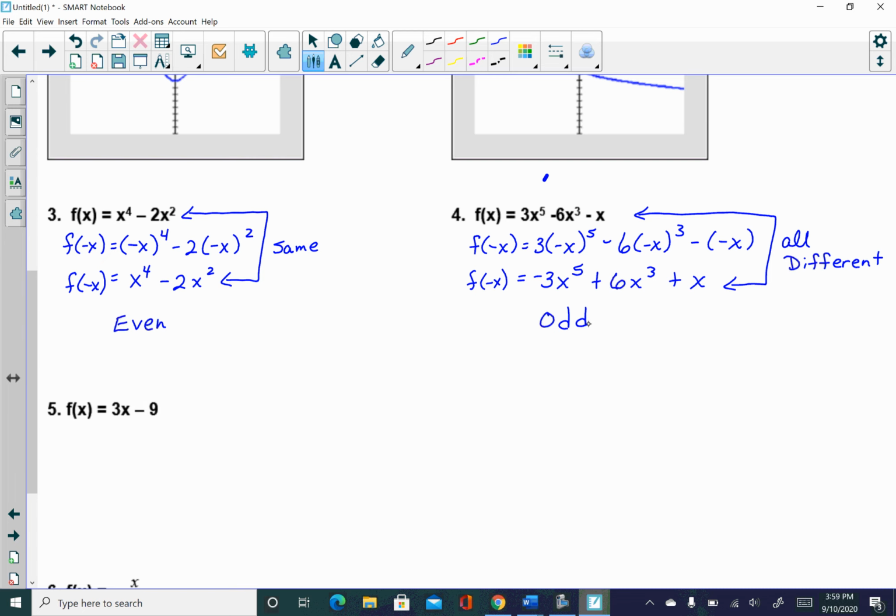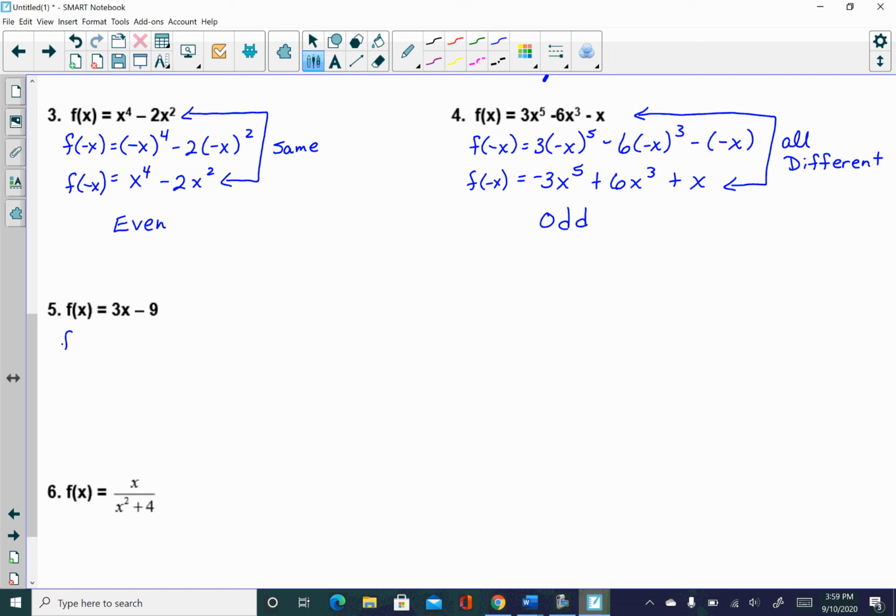All right, move on down to number 5. Find f of negative x. Everywhere you see an x, plug in negative x. Clean that up. That leaves you with negative 3x minus 9. Now we've just found f of negative x. Compare it back to the original. The first sign changed, but the second one, negative 9, still stayed negative 9. There was no way for that to change. So this is what I refer to as a mixture. So therefore, this would be neither odd nor even.